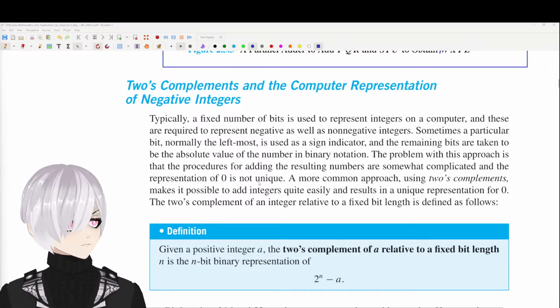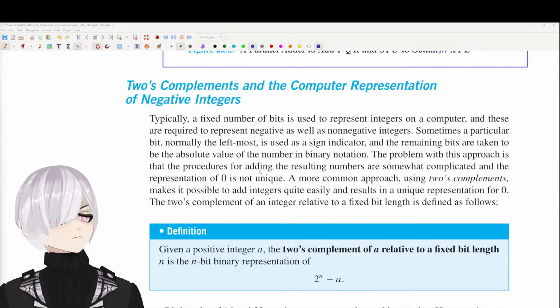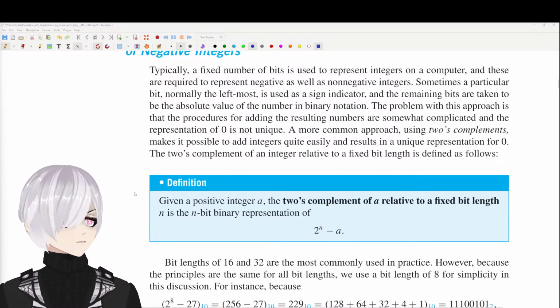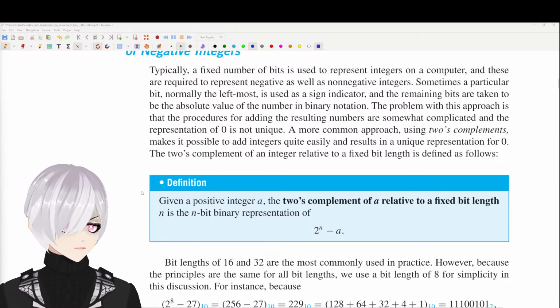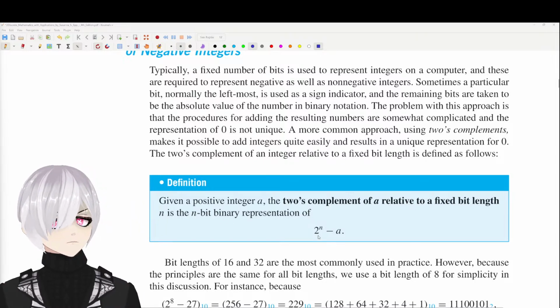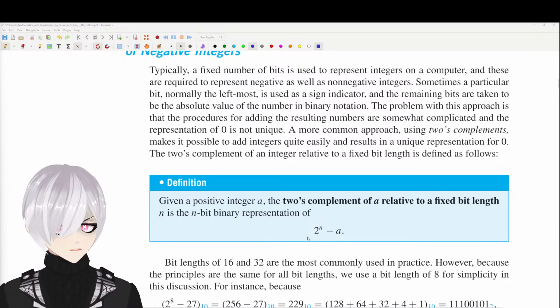A more common approach, using two's complement, makes it possible to add integers quite easily and results in a unique representation for zero. The two's complement of an integer relative to a fixed bit length is defined as follows. Given a positive integer a, the two's complement of a relative to a fixed bit length n is the n-bit binary representation of 2 to the n minus a.